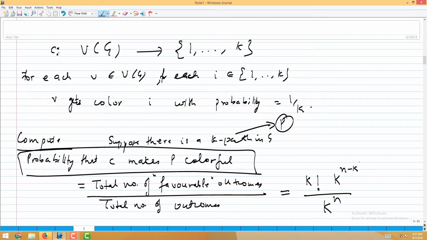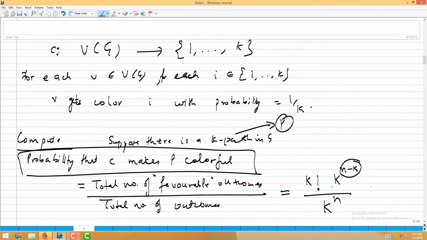So the total number of other vertices is N minus K. For these N minus K, these can get any colors from 1 to K. So it's K power N minus K, into the colors that the vertices on the path can get. How many different colorings can the vertices on this path get? Some K factorial, right? Because we want to make it colorful. So into K factorial, right?